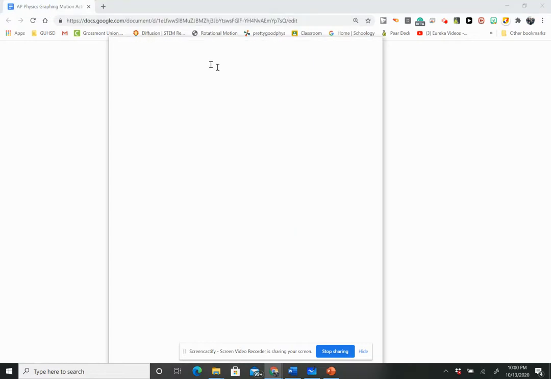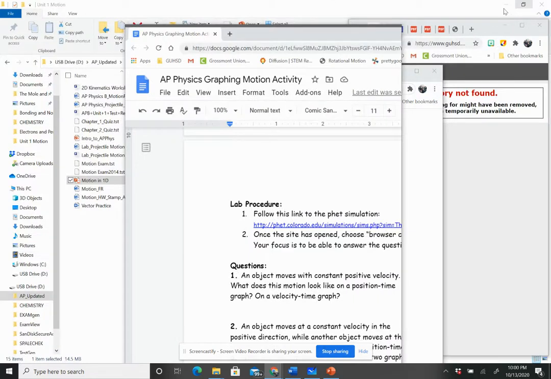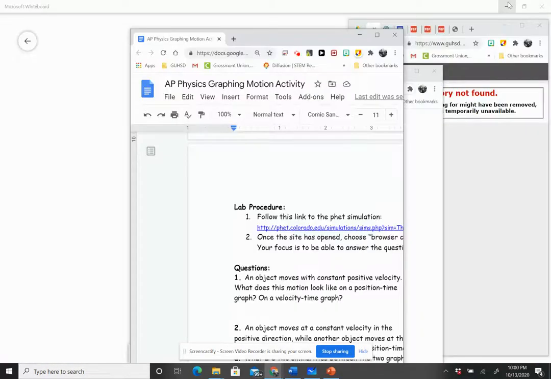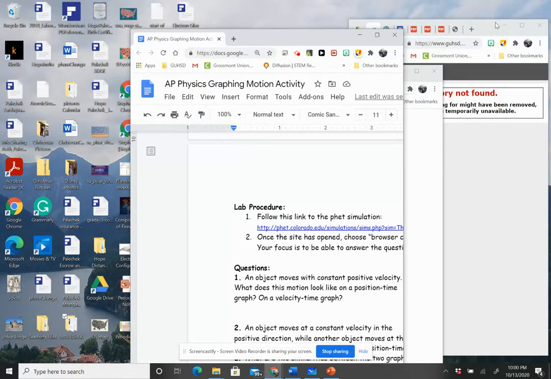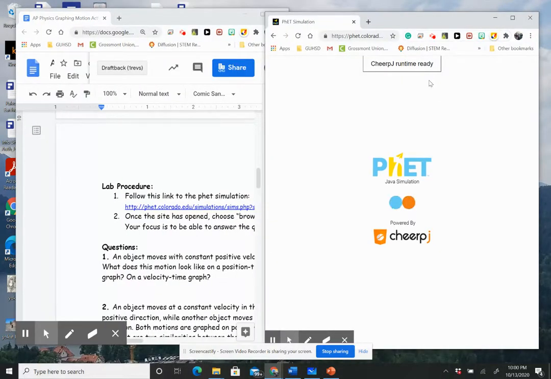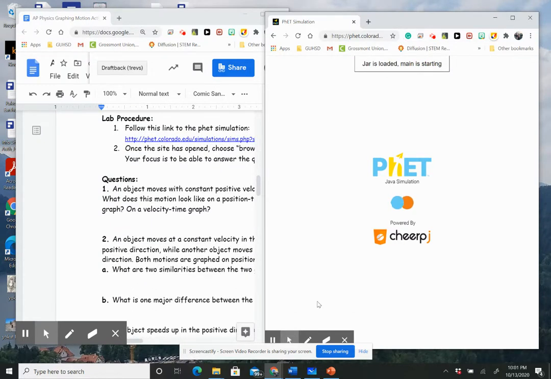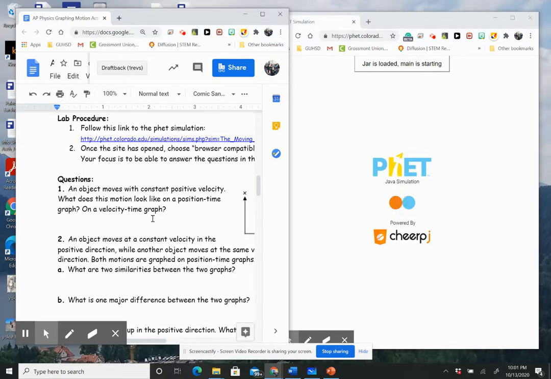Okay. So to do that, I'm going to pull this out. I'm going to make that smaller and make this smaller, and let me close some things here. I can look at my lab handout while I'm also looking at the PhET lab here. So as that's loading, we're going to look at some of these questions. It says an object moves with constant positive velocity. What does this motion look like on a position versus time graph and on a velocity versus time graph?